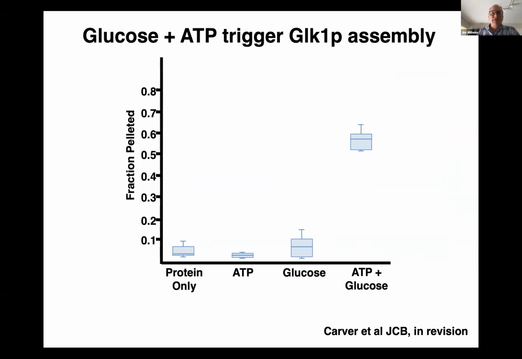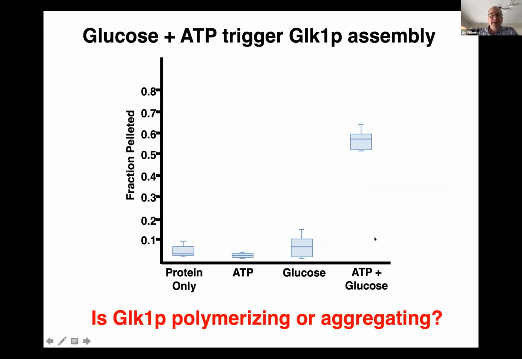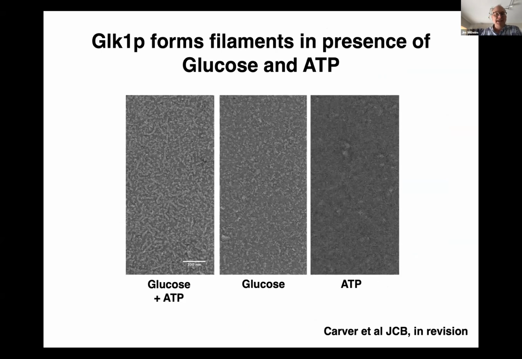And shown here are the results of an in vitro pelleting assay. What we found is that protein alone, ATP, or glucose individually generated very little pelleting, but if you combine both substrates, ATP and glucose, you get a substantial amount of pelleting. Now, of course, with all these proteins, the issue is, is it actually forming a filament or is it just aggregating? So we validated that using negative stain EM, and as you can see here, with glucose and ATP, you see filaments forming. Glucose triggers a small amount of just aggregation, and ATP alone causes nothing.